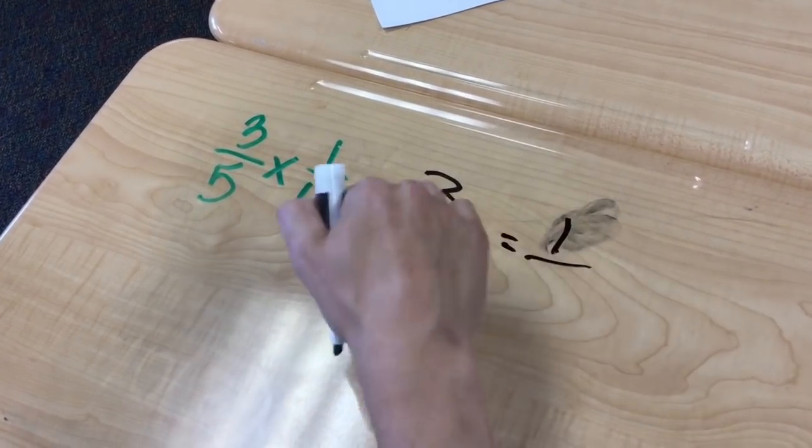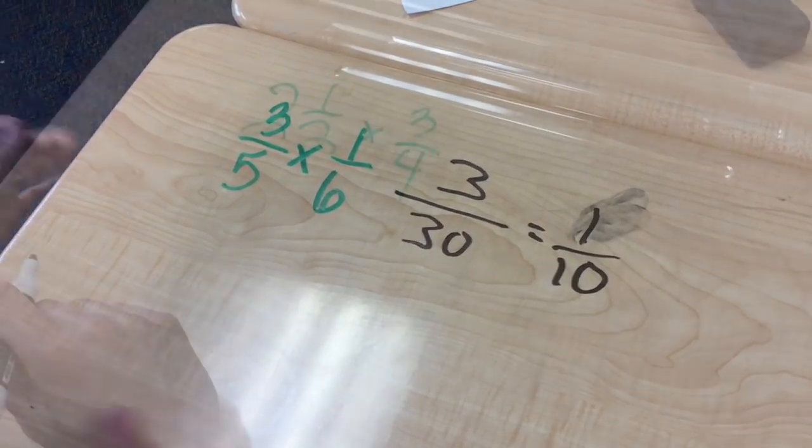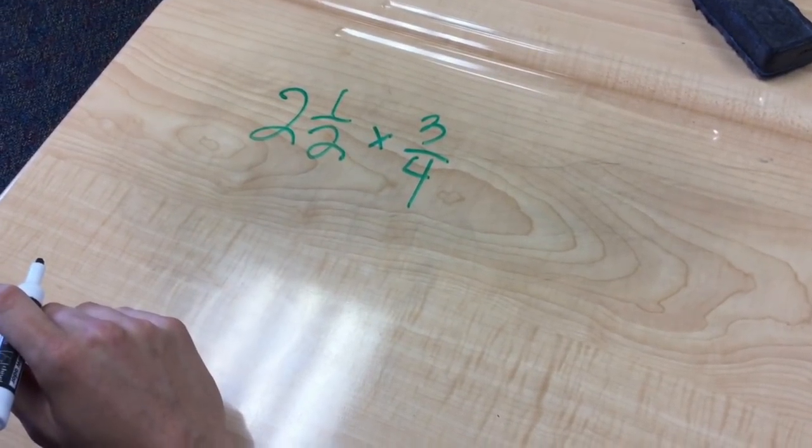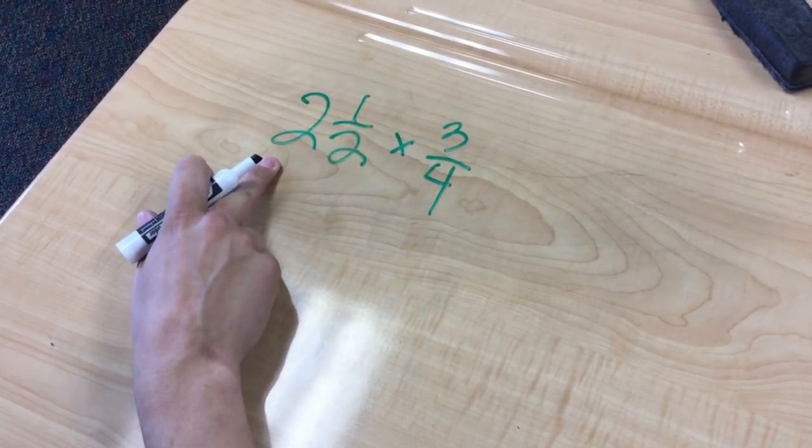And then I know that 3 goes into 30 10 times. Now you're done. All right. Good job. Okay, here's another one. Give this one a try. Okay, but there's a bigger number, a whole number. What do I do now?